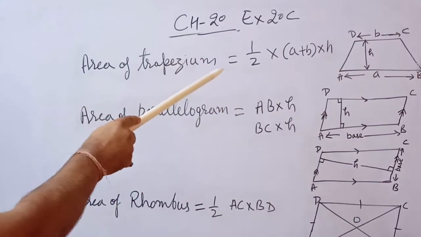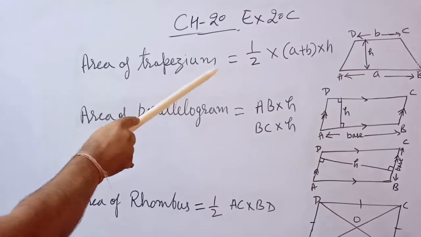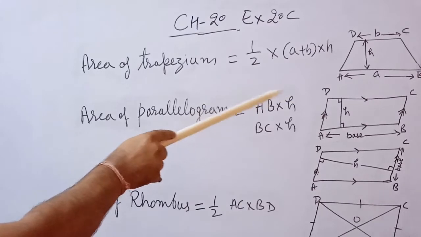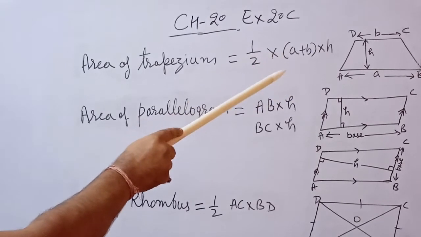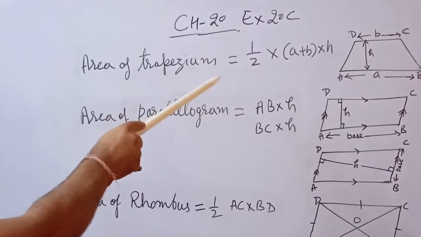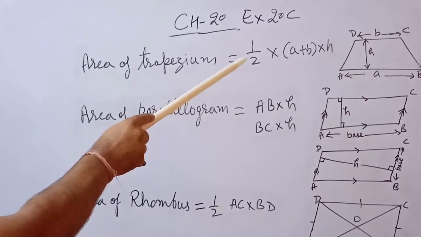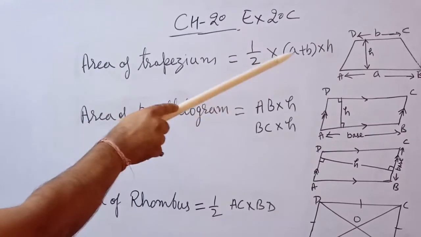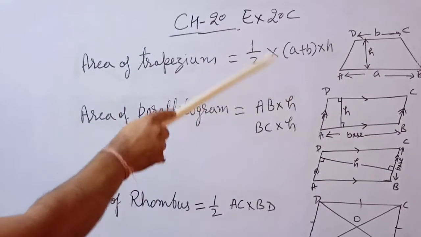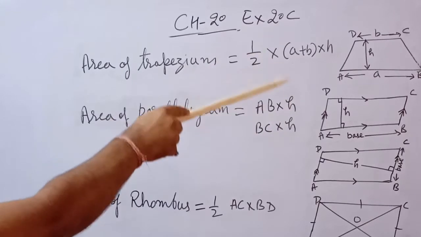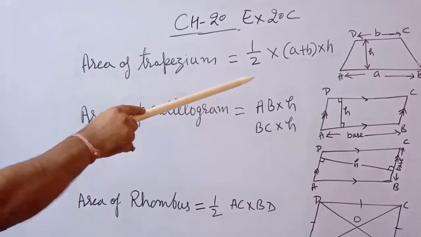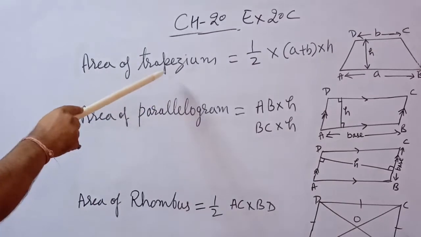That is 1 upon 2 into (A plus B) into H. A plus B is what? The sum of its parallel sides. AB and CD are parallel and their dimensions are A and B. So 1 upon 2, the sum of the parallel sides, into H. H is what? The distance between the parallel sides. So the distance between AB and CD is H, which is perpendicular to both sides. With the help of this formula, we can get the area of a trapezium.